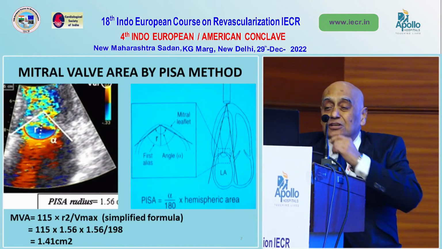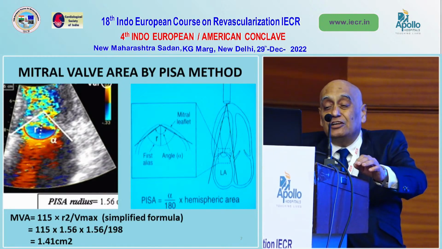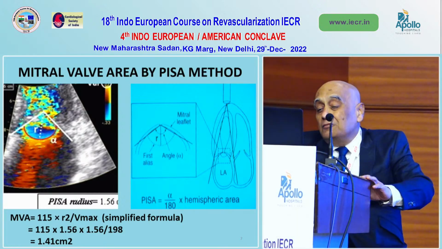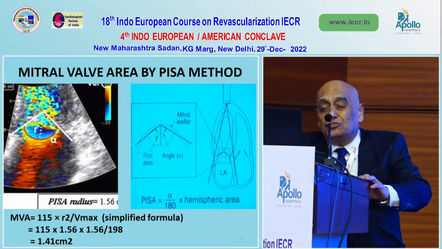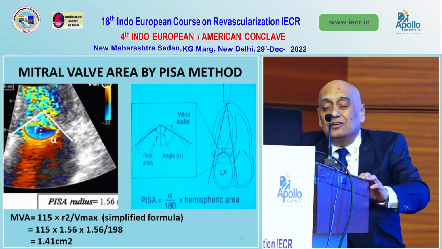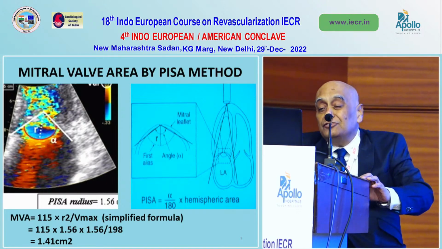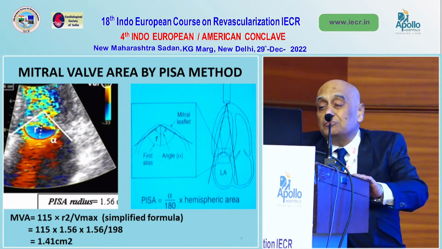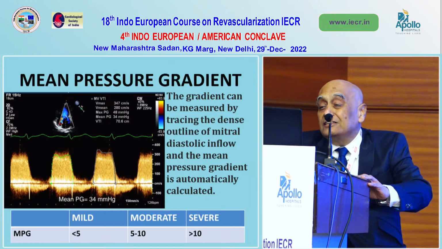Then you have a PISA method by which you can take the mitral orifice area, but actually we don't use it much. It's a little complicated, requires some expertise, and takes time. So in the interest of saving time, generally we do not prefer to use this method, so I'll not speak in much detail about it.